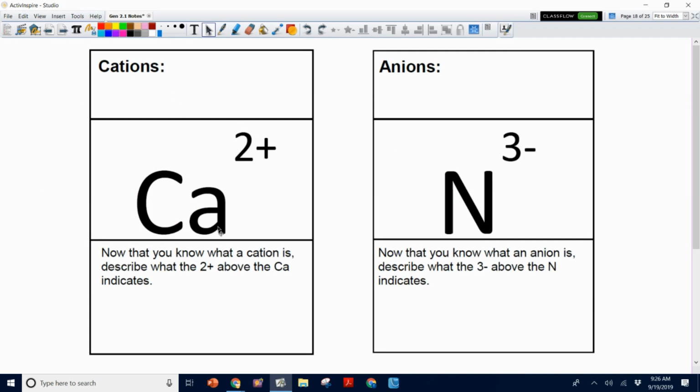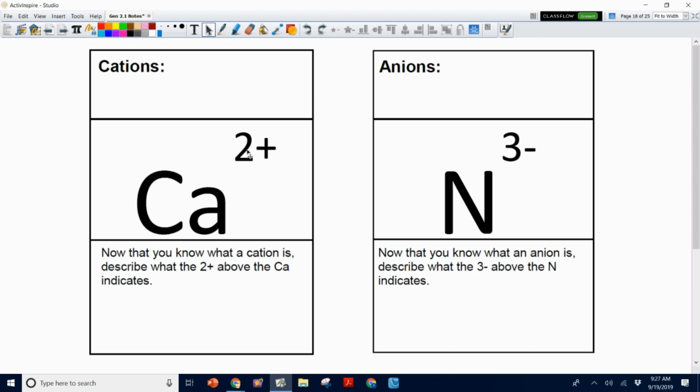All right, so here we have calcium plus 2 or 2 plus. You can switch the positioning of this plus sign. It can either come before or after. So if an element does have a charge like this, then the charge is going to be written as a superscript number right up here in the upper right corner. Okay, so this is calcium plus 2. Now that you know what a cation is, describe what the plus 2 above the calcium indicates. So if it's calcium plus 2, what does that mean?